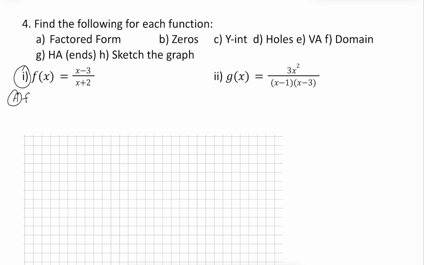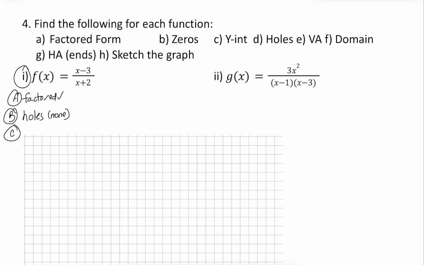It's factored. x minus 3x plus 2, you can't factor that. Next thing you should always do, I'm not going to go in necessarily the order shown there. The next thing I'm always going to do is find any holes. There isn't a factor on top that matches a factor on bottom. There are no holes for this particular function.